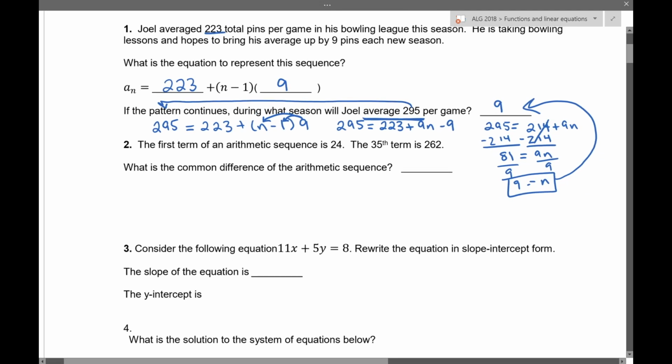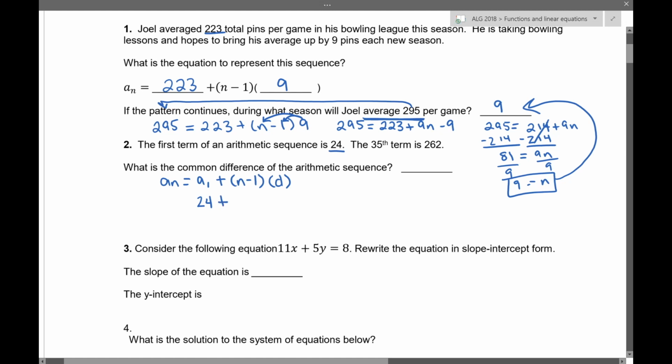The first term of the arithmetic sequence is 24. The 35th term is 262. What is the common difference of the arithmetic sequence? Okay, so the first term is 24. So my arithmetic sequence is a of n equals a of 1. A of 1 stands for the first term, plus n minus 1 times the difference. Okay, so do I have my first term? I do. My first term is 24. So put 24 instead of a1.